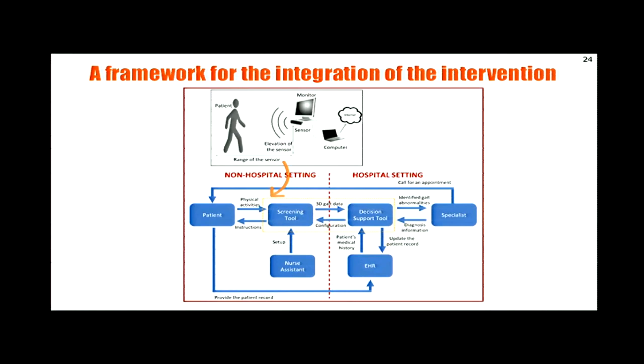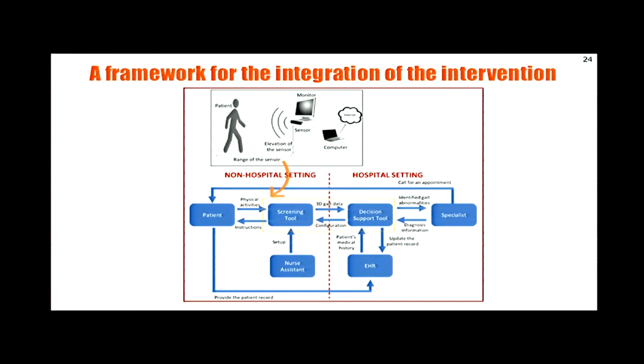How would that information be incorporated into the electronic health record? How would it actually help to make decisions? Where would we need a specialist? And how would we monitor the patient with Parkinson's disease on an ongoing basis? Okay. So all of that, very complex, of course.